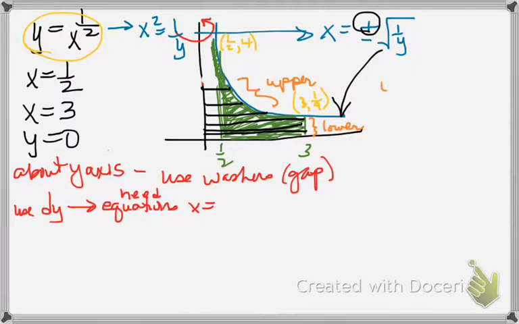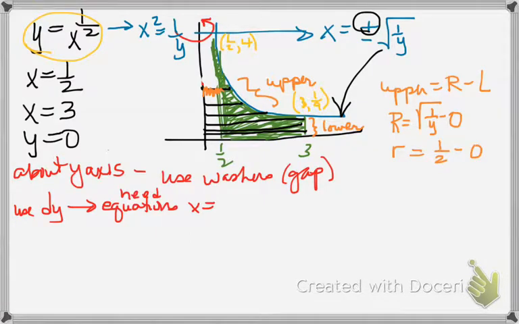We're going to make a note over here on the upper. So right minus left. And if I look at the large radius, which is the whole length, I would be going from the square root of 1 over y minus 0, that's capital R. And if I look at lowercase r, that's just the stuff in the gap. And right minus left would be 1/2 minus 0.